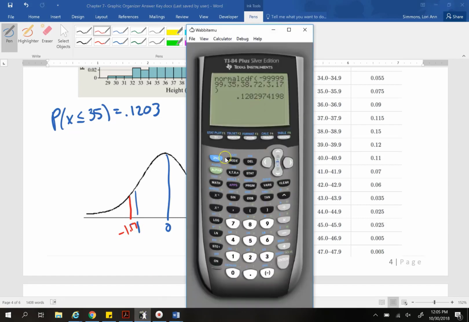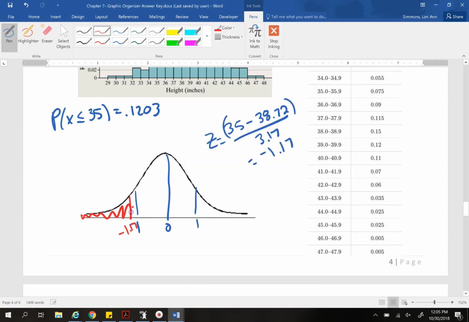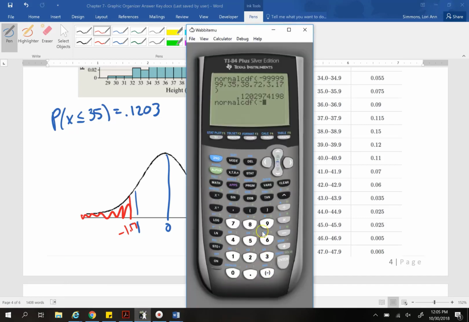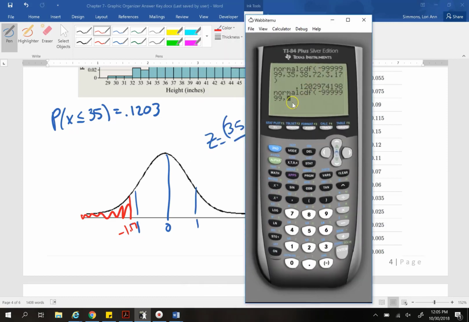So you could follow the same thing on your calculator. Lower bound, still negative 99.999. Keep going with that. Little side tip, if you put too many 9s in here, you're going to get an error. So if you're getting an error, just cut back on your 9s. Upper bound is negative 1.17. What is the mean of your z? 0. Standard deviation is 1.